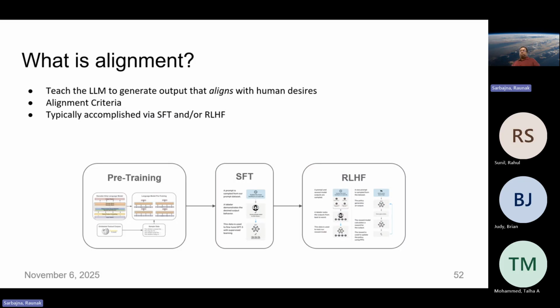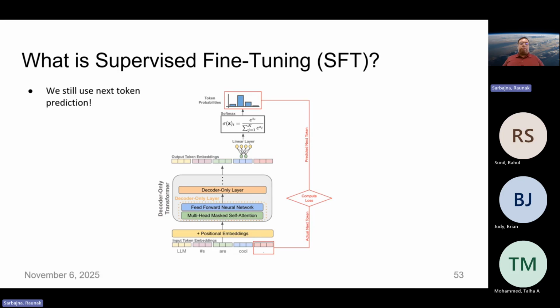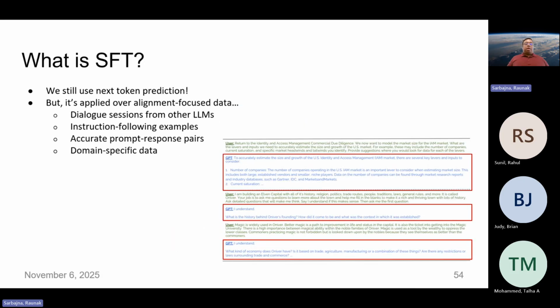The two main things that ChatGPT does to solve this alignment process are SFT and RLHF. SFT means supervised fine tuning, and RLHF, like I said, means reinforcement learning from human feedback. So what is supervised fine tuning? We continue to use next token prediction, but it is applied over focused information. It looks at sessions from other LLMs, at text that has followed the examples and followed your instructions.